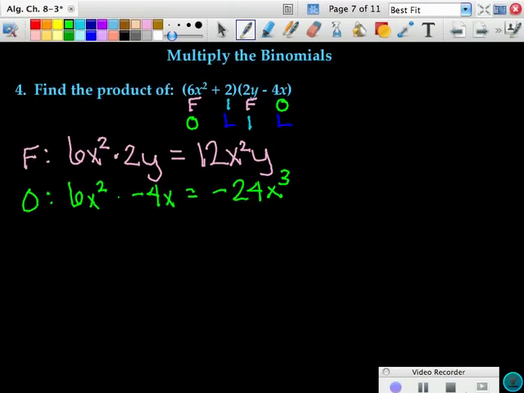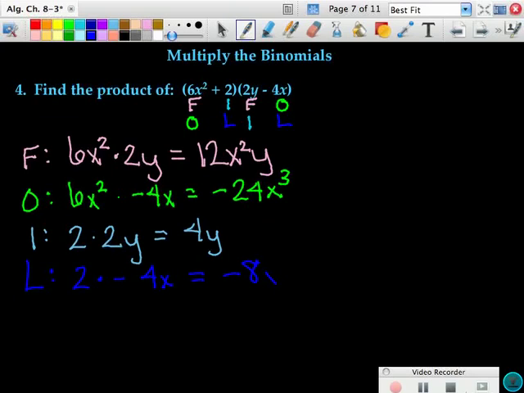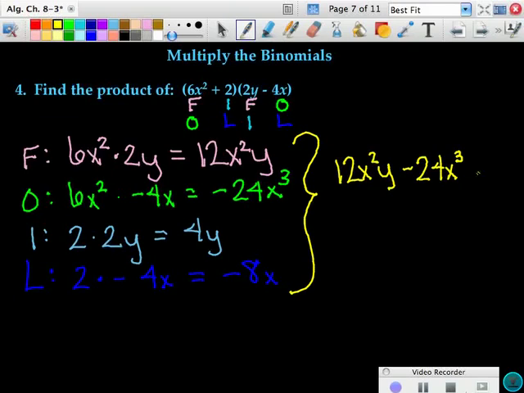Onward, I. Our inner terms, 2 times 2y. We get 4y. And then, last but not least, L. We have 2 times a negative 4x, which is a negative 8x. So when we go to write our whole final result of all of this crazy mad business, we have 12x squared y minus 24x cubed plus 4y minus, oh, I'm going to run out of room, minus 8x.